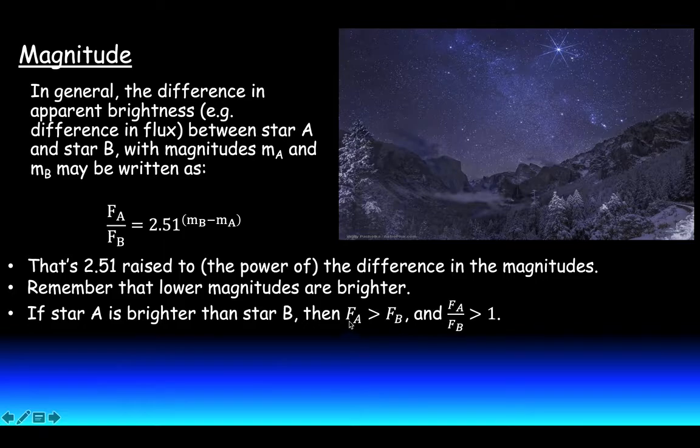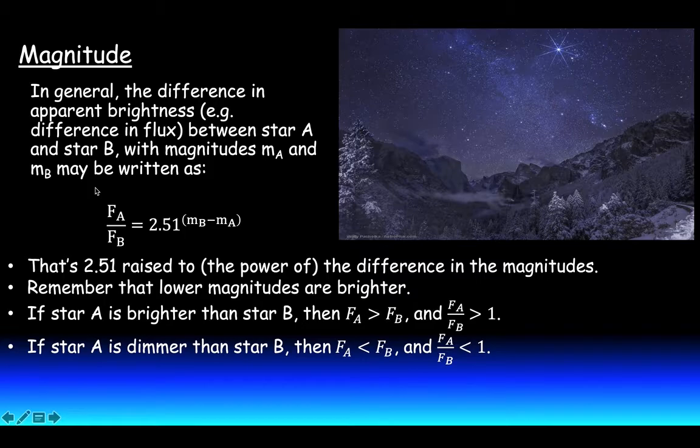And if the flux from star A is bigger than the flux from star B, this fraction on the left-hand side will be some number bigger than 1. On the other hand, if star A is dimmer than star B, well, that means FA is going to be smaller than FB. And if FA is less than FB, then FA divided by FB is going to be some number less than 1.